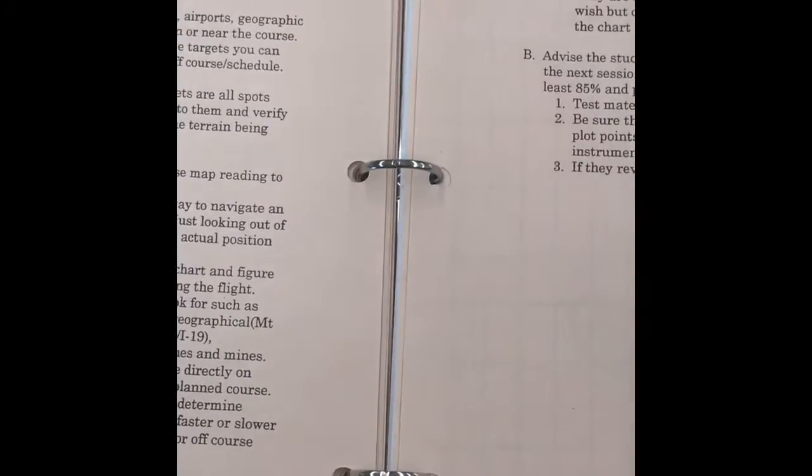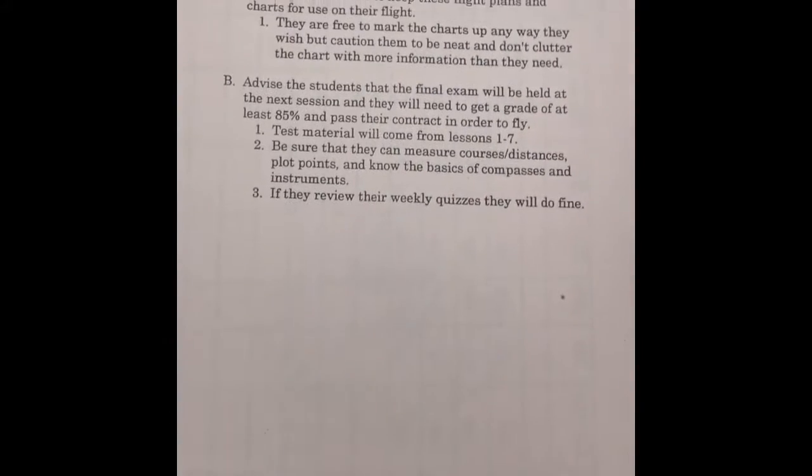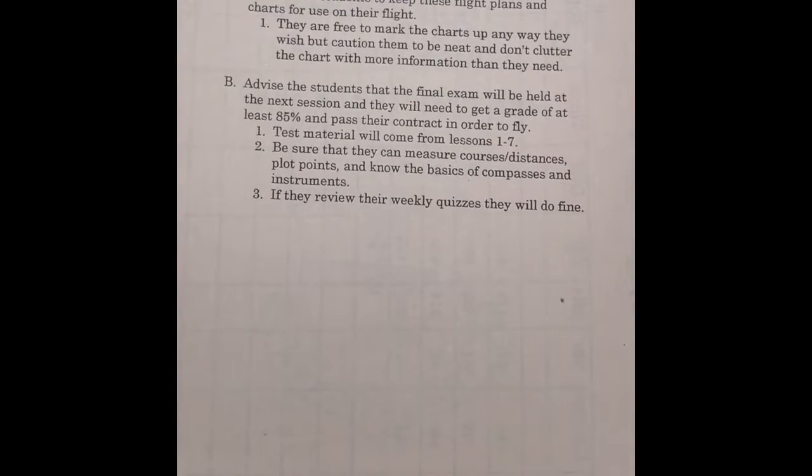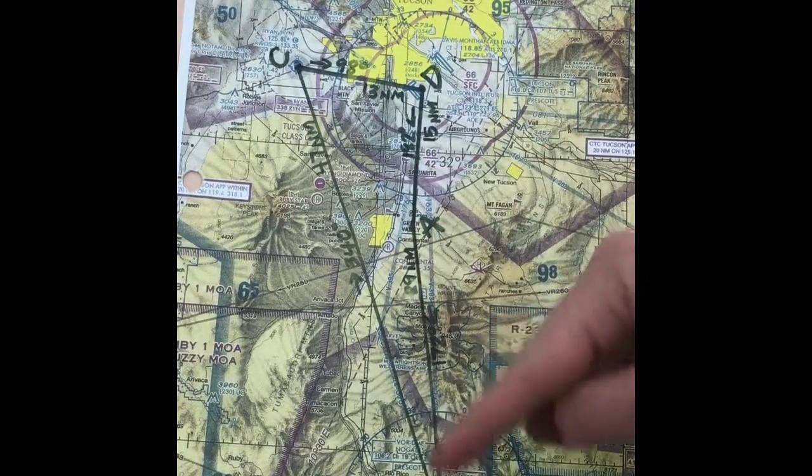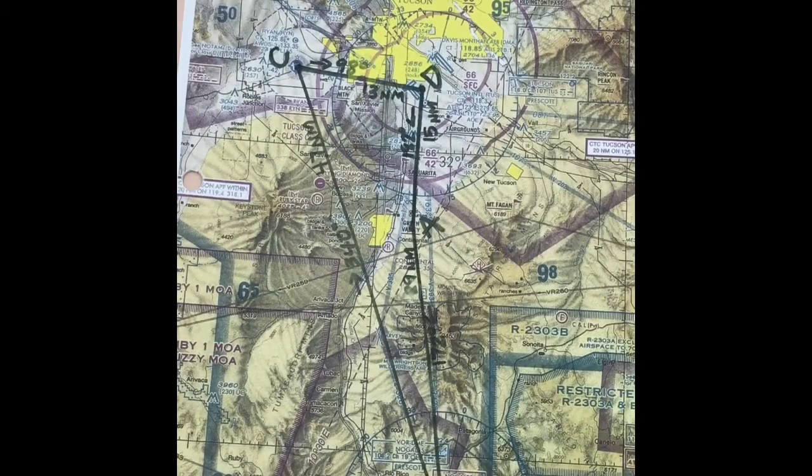So then you have an assignment to do before Wright Flight Day. Obviously, you want to keep all of your flight plans and charts because you're going to actually use them on the flight. You are free to mark up the charts any way that you want, but please be neat. Don't clutter up the chart with a bunch of information that you don't need. This looks very neat and organized. If I highlighted a few little things to look for, that's about it that I would want on that map, or it just gets cluttered.